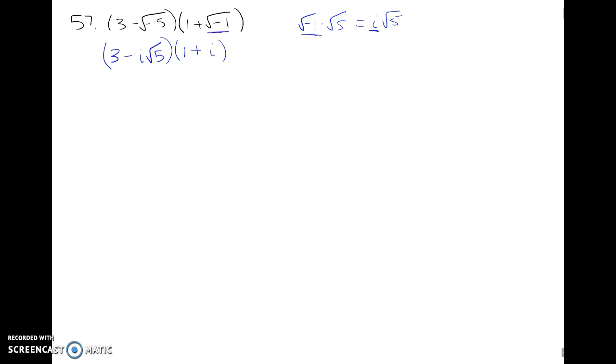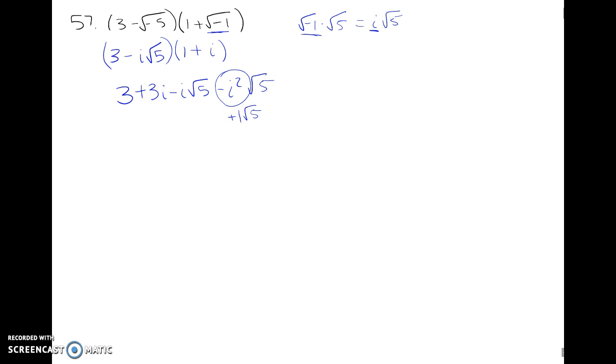Okay, now I'm multiplying, so I'm going to FOIL. 3 times 1 is 3. 3 times i is plus 3i. 1 times negative i root 5 is minus i root 5. And then negative i root 5 times i is negative i squared square root of 5. Okay, so this part right here turns into a positive 1 times the square root of 5.